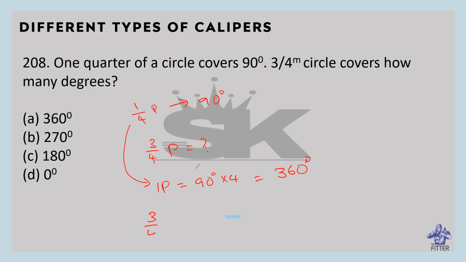So 3/4 part equals to how much? 3/4 times the 360. Okay, that is how much? That is equal to 270 degrees. Okay, so here the option B is right.